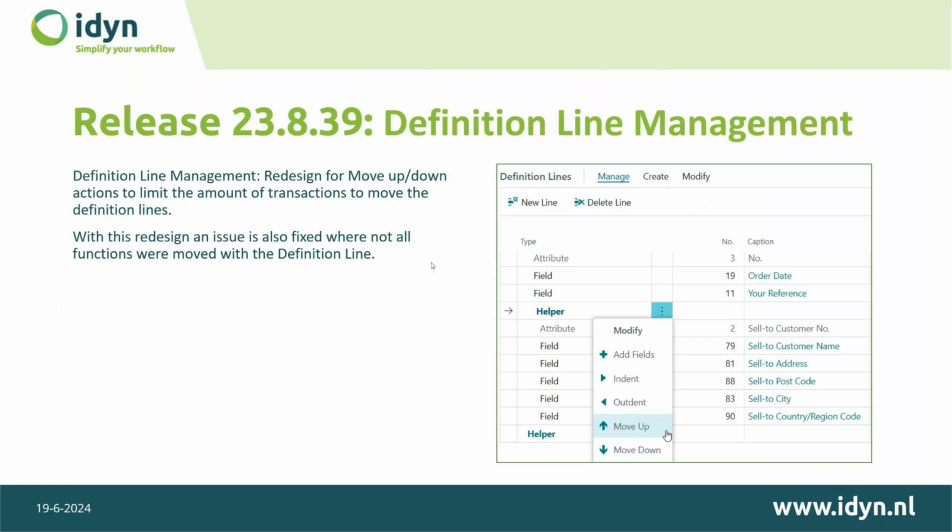Then, as mentioned, we have the definition line management, and specifically the actions for move up and down. Previously, a lot of transactions were done to validate which lines and nodes were allowed to move, and that's now limited. And with this redesign, we have also fixed an issue where not all functions were moved to the correct line.